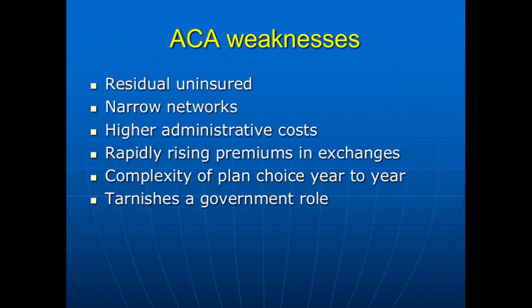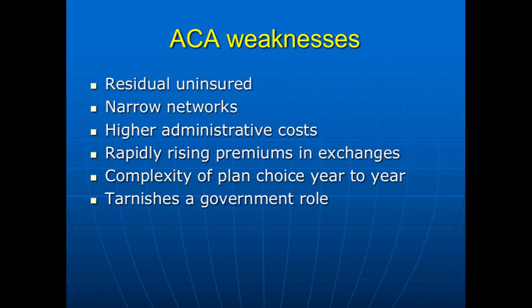From my perspective, the ACA has significant problems. First, nearly 10% of the population remains uninsured. Second, those that are insured often are forced into narrow provider networks with limited or absent access to needed care. Third, administrative costs are higher than ever. Fourth, premiums are rising sharply in the exchanges, such as the 20% seen this year in California. This is probably due to the challenges of enforcing the individual mandate so that only expensive individuals enroll.